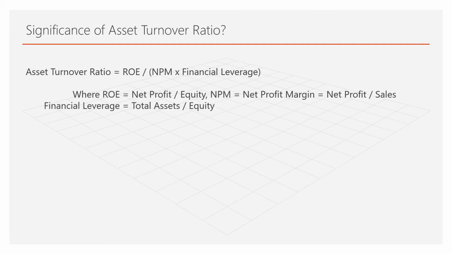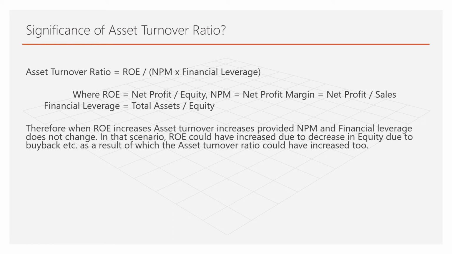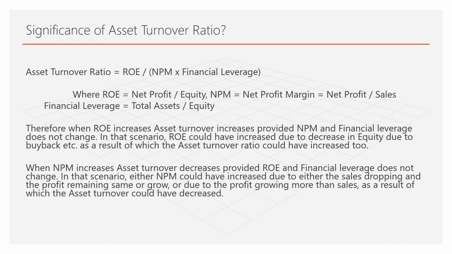Asset turnover ratio can also be calculated as ROE divided by net profit margin times financial leverage, where return on equity is nothing but net profit divided by equity. Net profit margin is nothing but net profit by sales, and financial leverage is equal to total assets by equity. Therefore, when the ROE increases, the asset turnover ratio increases, provided NPM and financial leverage do not change. In that scenario, ROE could have increased due to decrease in equity due to buyback, etc., as a result of which the asset turnover ratio could have increased too.